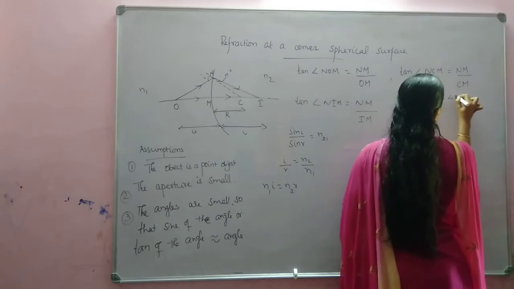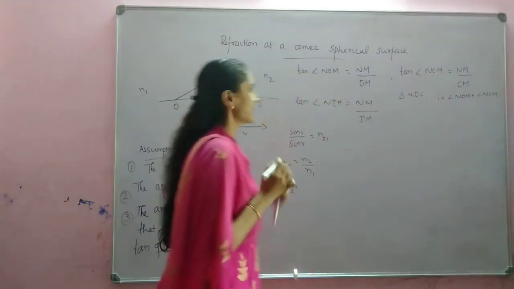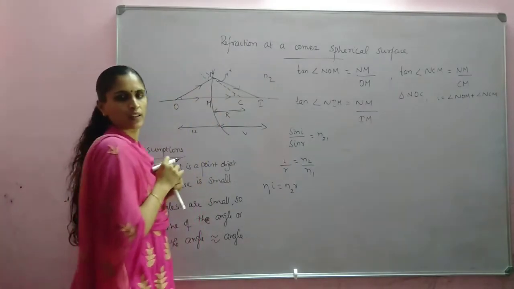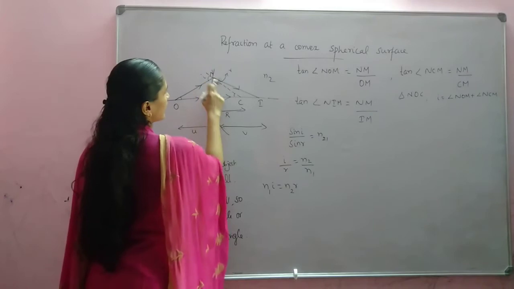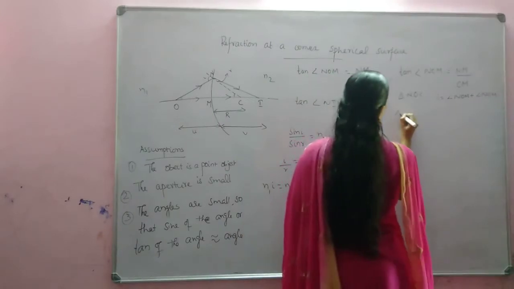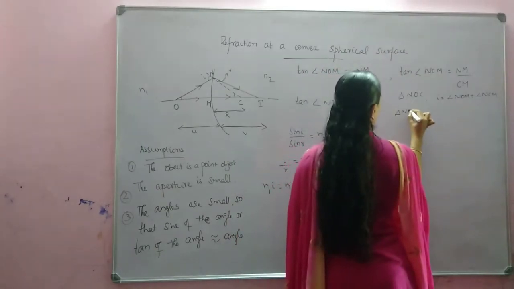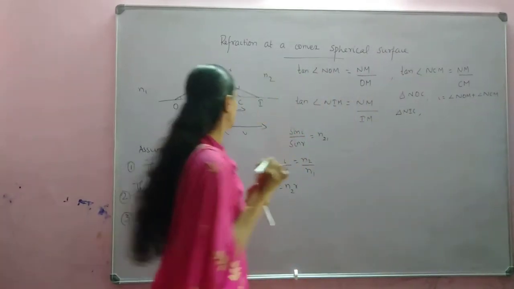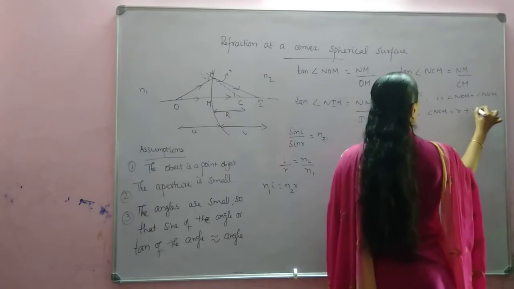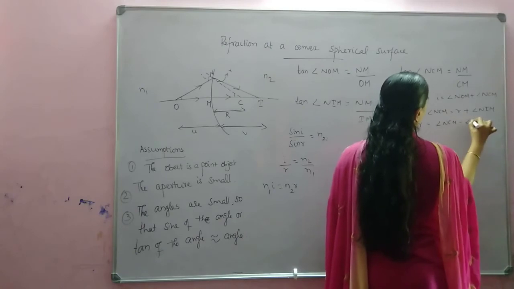I is equal to angle NOM plus angle NCM. Exterior angle is equal to sum of interior opposite angles. So NOM plus NCM. To find angle R, we can write angle NCM is equal to I plus angle NIM. If we are considering the triangle NIC, we can write angle NCM is equal to angle R plus angle NIM, or angle R is equal to angle NCM minus angle NIM.